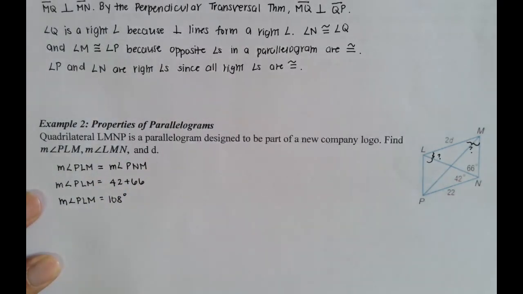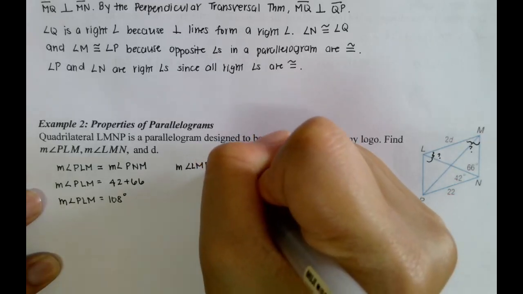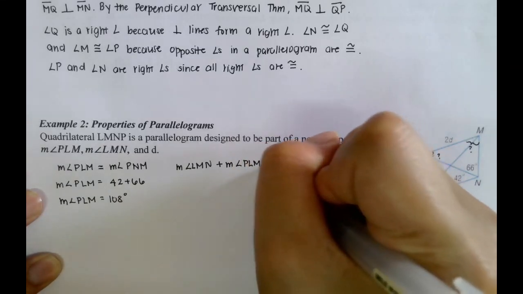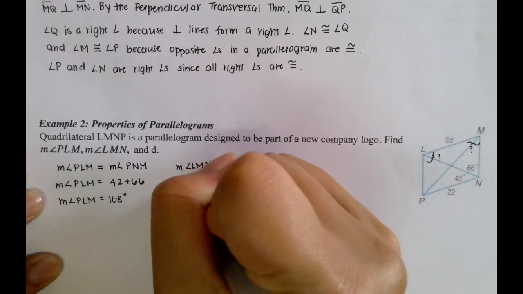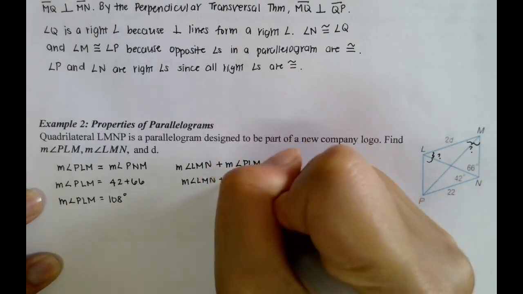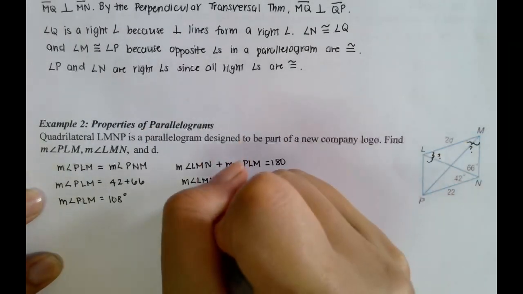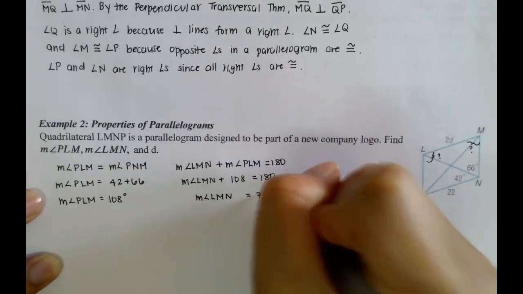Okay. Then, to find LMN, we know that consecutive angles for a parallelogram are supplementary. So what that means is that the measure of angle LMN plus the measure of either PLM here or PNM should equal 180. We just found out that PLM is 108. So then we just need to subtract 108 on both sides to know that LMN is 72 degrees.